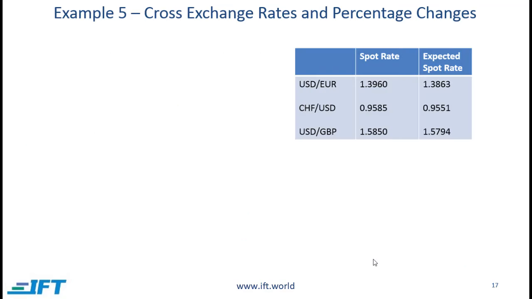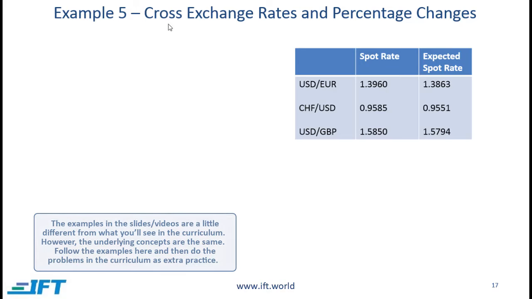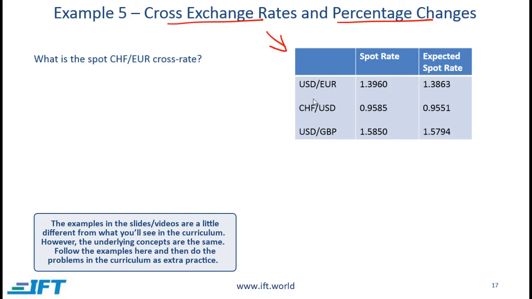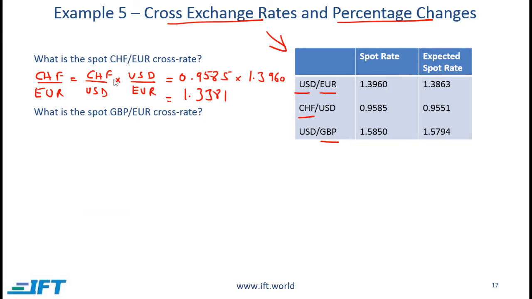Now let's consider example 5 from the curriculum, where we will do some cross exchange rate calculations and look at percentage changes in currency. Here is the information given related to the US dollar, euro, Swiss franc, and the British pound. What is the Swiss franc euro cross rate? And I want you to do these before you look at the solutions. Here is what you need to do. This is exactly like what we saw on the previous example. The answer is 1.3381. This many Swiss francs for 1 euro.